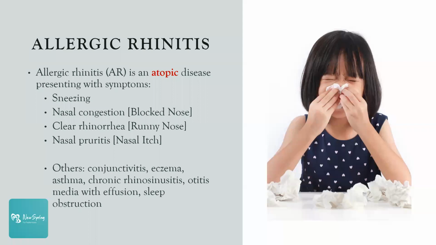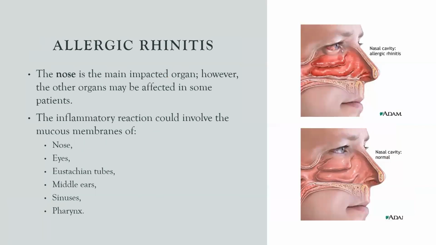So what is allergic rhinitis? It's important to know that allergic rhinitis is an atopic disease. It's an allergy, as most pediatricians will know, presenting with symptoms. There are main symptoms and secondary symptoms. The main symptoms are usually sneezing, nasal congestion, and usually the mother says that the child has a blocked nose, clear rhinorrhea, usually expressed as a runny nose, and nasal pruritus, which is a nasal itch. Other symptoms may also occur, like conjunctivitis, eczema, asthma, chronic rhinosinusitis, otitis media with effusion, and sleep obstruction.